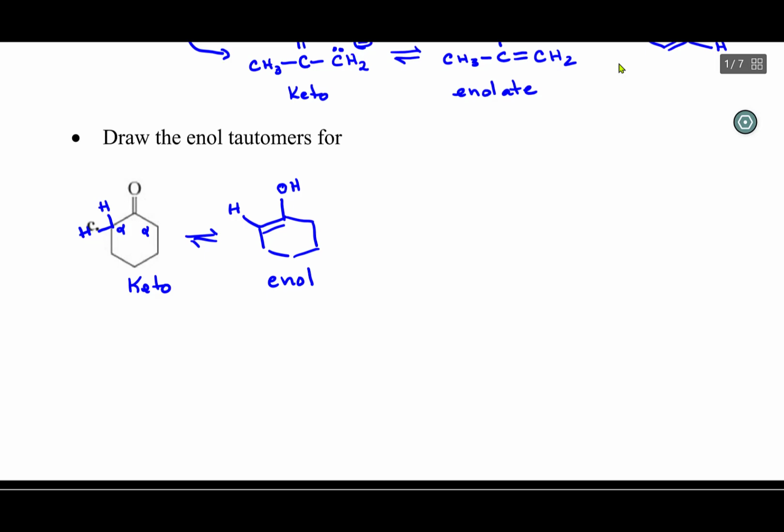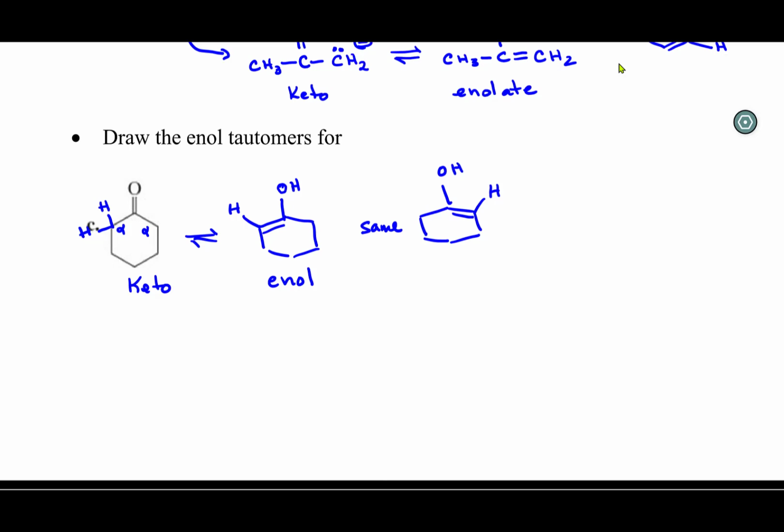Now, having said that, there's another enol that you could have drawn, but structurally it's the same. That is, it's just the mirror image of the other. So those are actually both equivalent. These are the same.